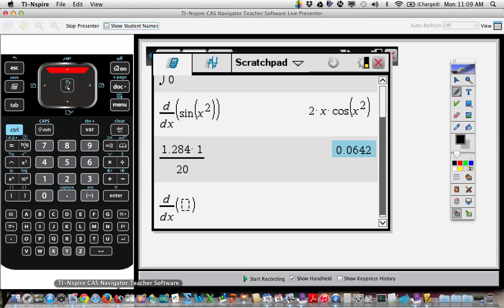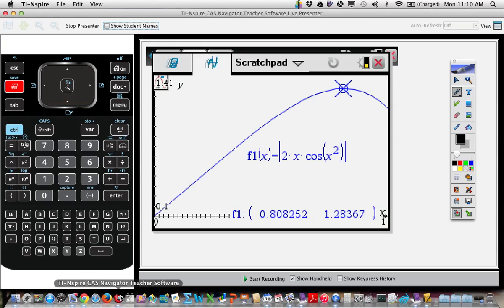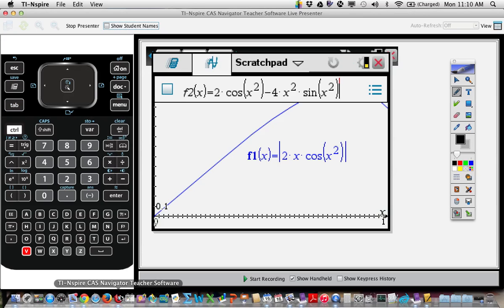arrow up and grab our derivative. There you go. So there's our second derivative. Now you can start seeing where copy and paste gets kind of nice. So I can arrow up and copy that. Go back to my graph screen. So now I want to graph the absolute value of that, right? Because we don't care about negative or positive, right? We just want the max.